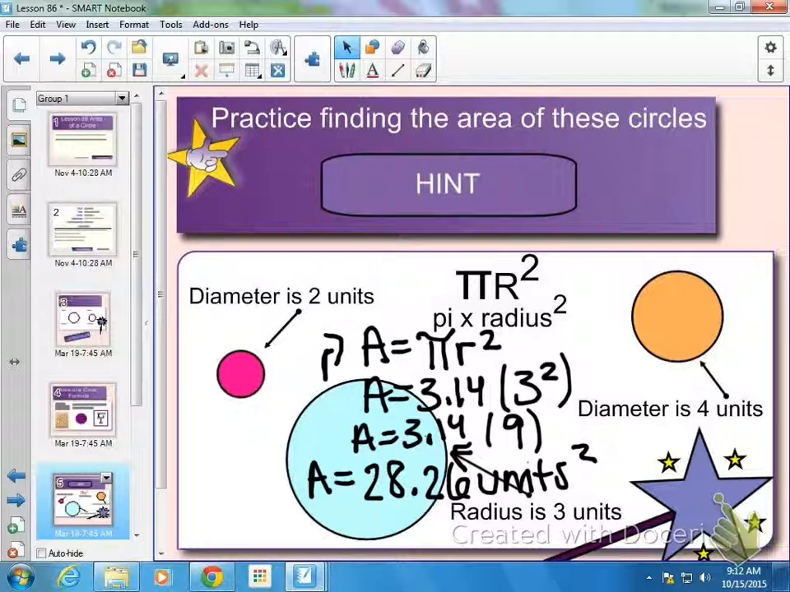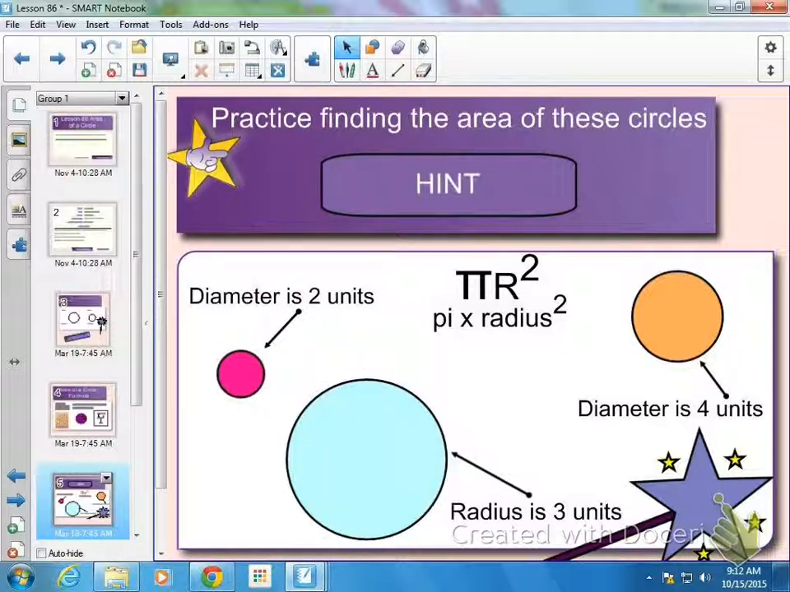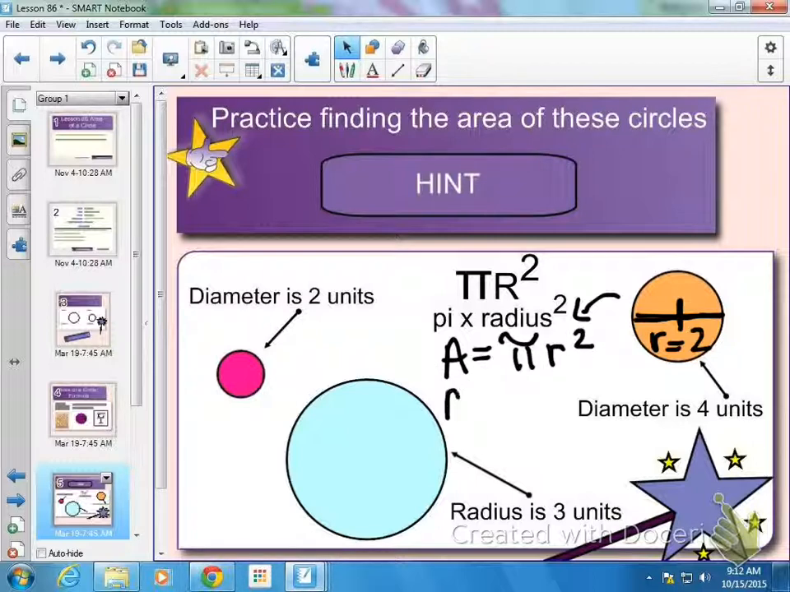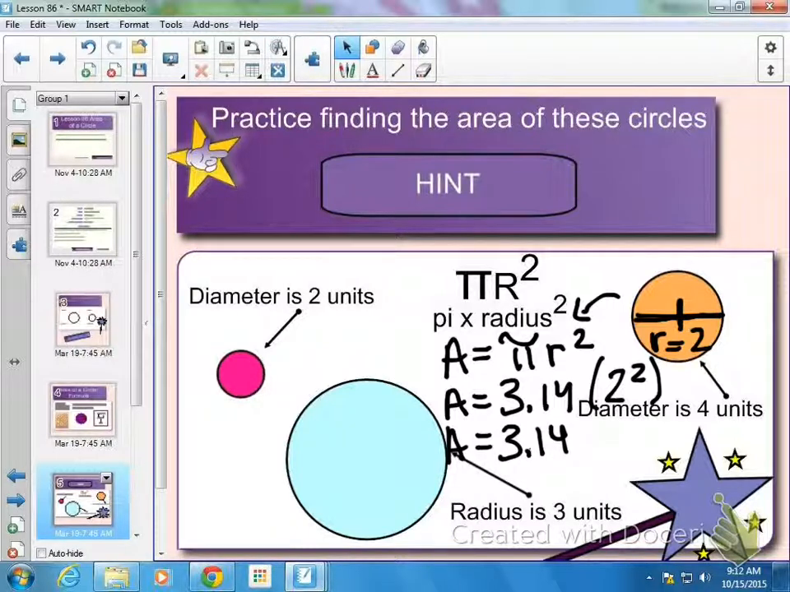Now I want you to work this orange circle right here. Well, actually, you know I can't let you work. I'm going to work with you. So my diameter is 4, so my radius has to be 2, half my diameter. So for the orange circle, let's write the formula. Area equals pi r squared. So area equals 3.14, that's a decimal, times 2 squared. What is 2 squared? 2 times 2 is 4.